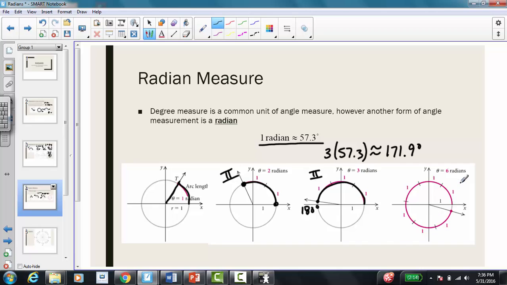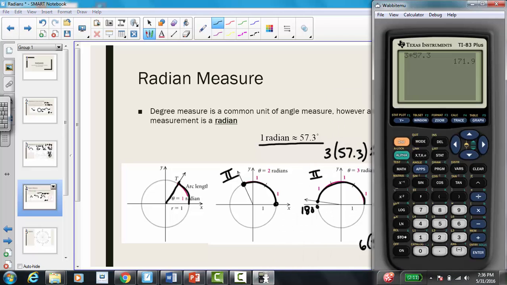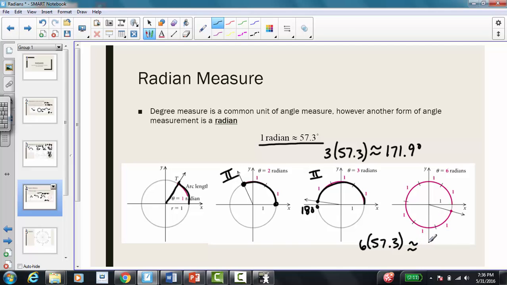6 radians, well, 6 times 57.3 degrees gives me approximately 343.8 degrees. So as you can see, each radian is going to move me along the unit circle, and it's just another form of how we can measure an angle.